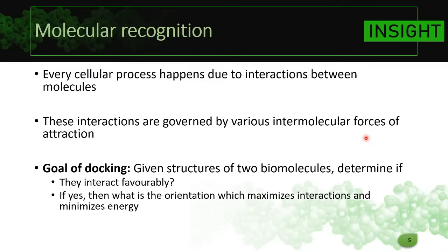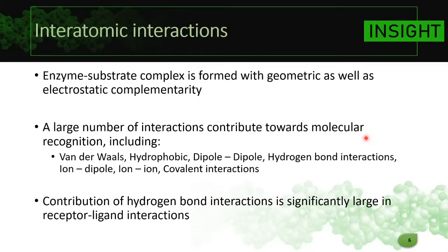And if yes, if they do interact, then what is the orientation of the molecules which maximizes the number of interactions and in turn minimizes the energy? Energy minimization is, of course, the natural principle. Any natural system will always try to optimize itself in such a way that it minimizes its energy. On their own, the molecules have their own energies, but when they interact with each other, they change their structures in such a way that the complex of the molecules together also has the minimum possible energy. That is the principle of energy minimization. So the goal of docking is to find out such poses, in what orientation these two molecules bind to each other with minimum energy.